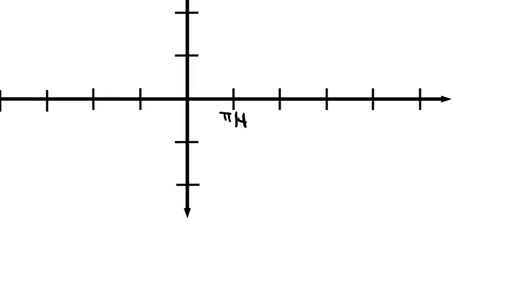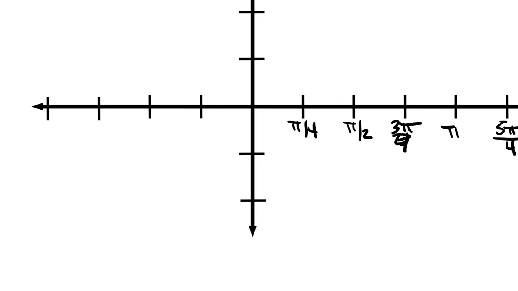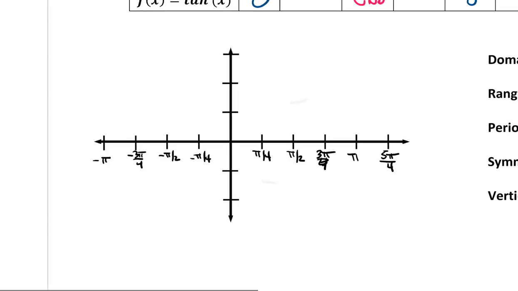So 1 pi over 4 is there. Now 2 pi over 4, we're going to reduce down to pi over 2. Then 3 pi over 4, and then 4 pi over 4, which is just pi, and then 5 pi over 4. That's the right side of the coordinate axes. Going to the left, we'd have negative pi over 4, negative pi over 2, and negative 3 pi over 4, and of course negative pi would be our last point on this function. Those are the pieces labeling our coordinate axes.